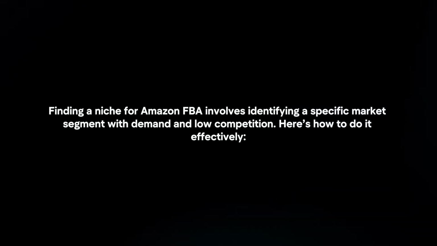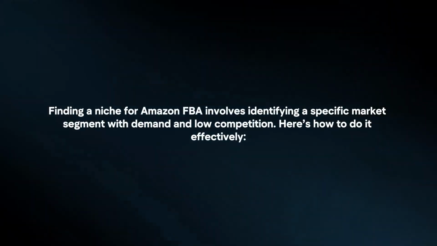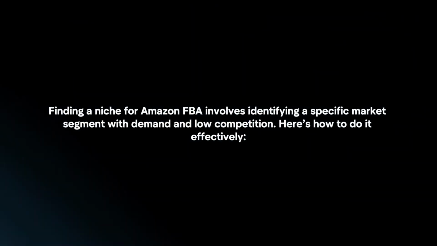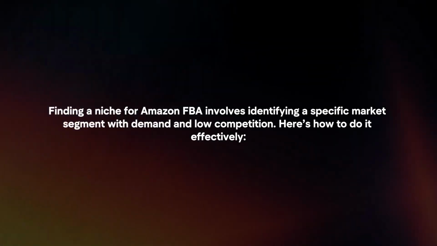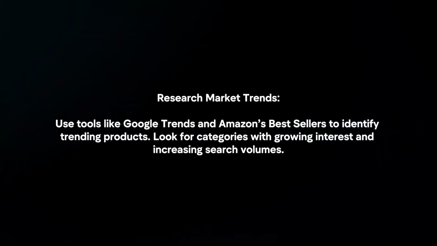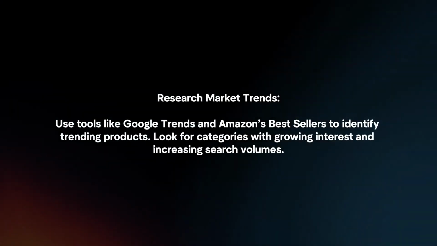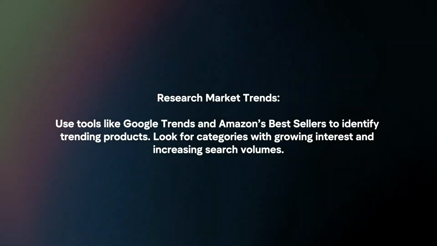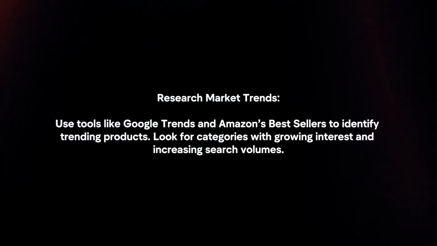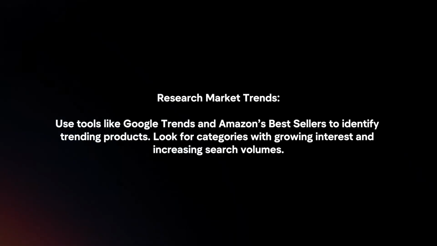Finding a niche for Amazon FBA involves identifying a specific market segment with demand and low competition. Here's how to do it effectively. Research market trends. Use tools like Google Trends and Amazon's bestsellers to identify trending products. Look for categories with growing interest and increasing search volumes.